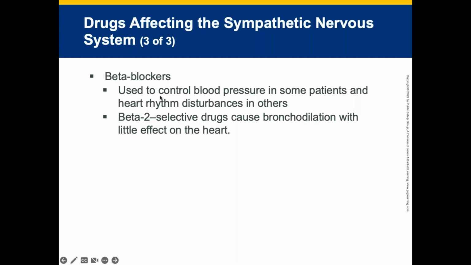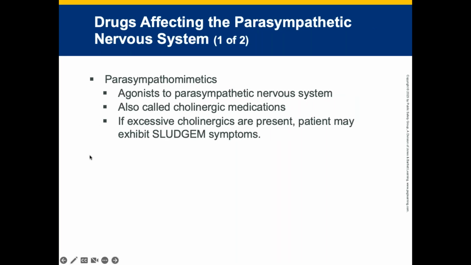All right, moving forward, let's go to the next one. Drugs that affect the parasympathetic nervous system. Parasympathomimetics are agonists to the parasympathetic nervous system, also called cholinergic medications. I will go over anticholinergic and cholinergic syndrome with you guys in toxicology. I'm not going to cover it now. All right, but they may act directly or indirectly on cholinergic receptors. So if excessive cholinergics are present, they may exhibit SLUDGEM symptoms.